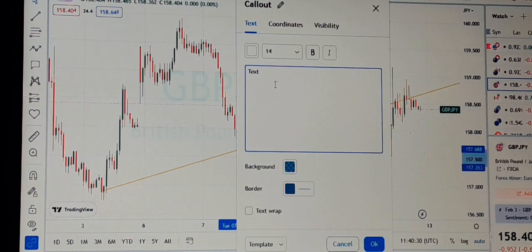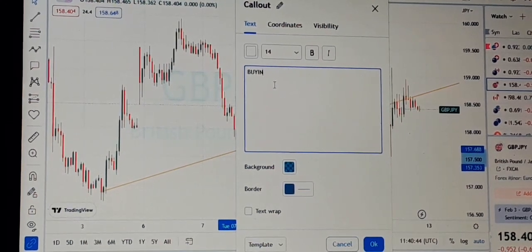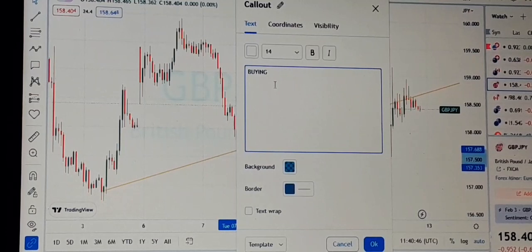Why? Because it is the lowest point on that trend line. You don't want to sell when the market has just hit the trend line. This is a good buying point. Today I'm just going to teach you guys buying points.